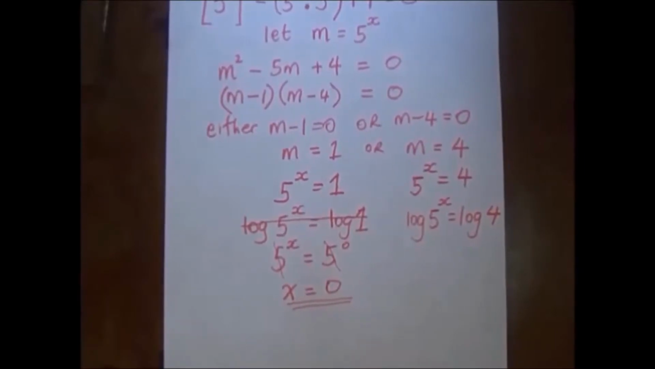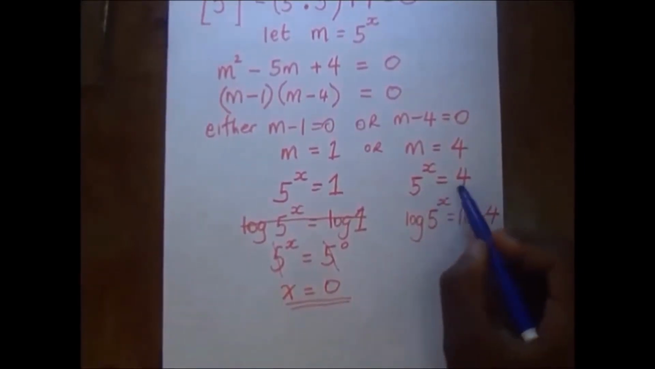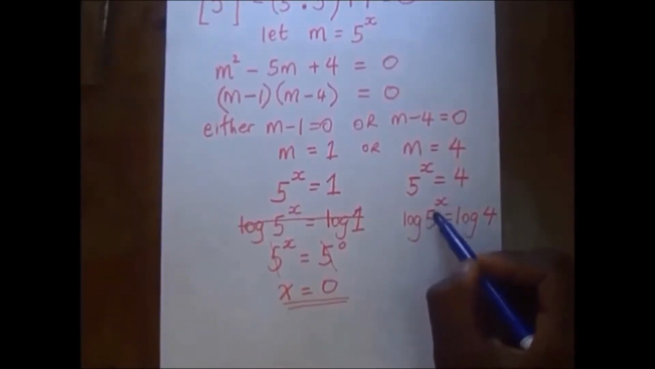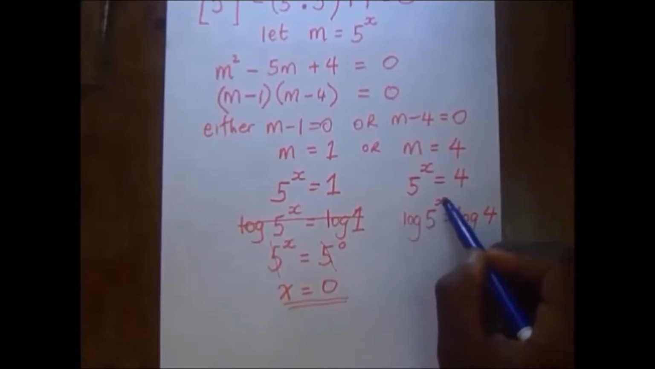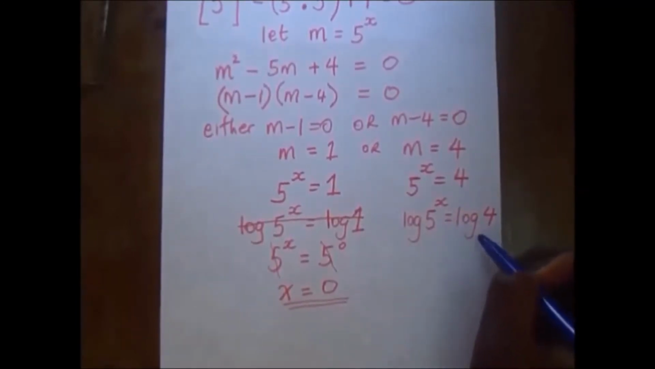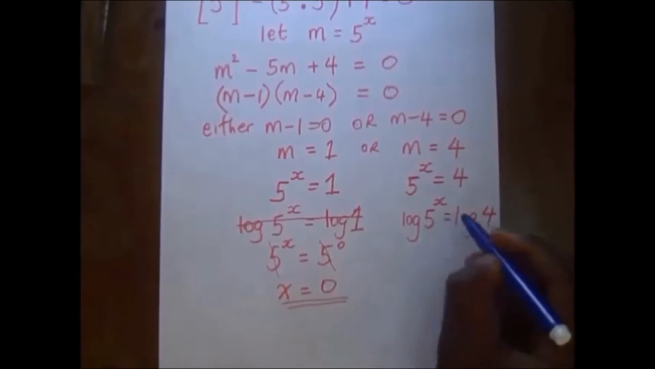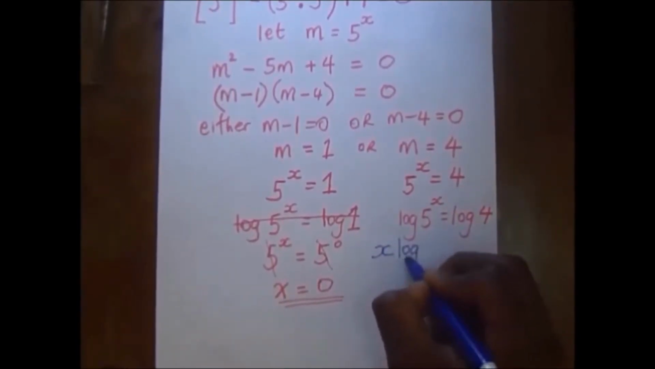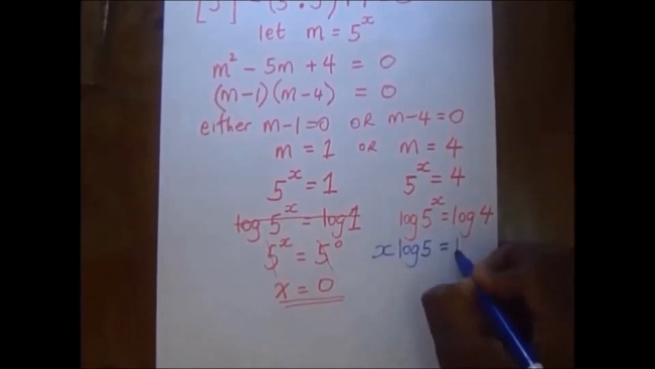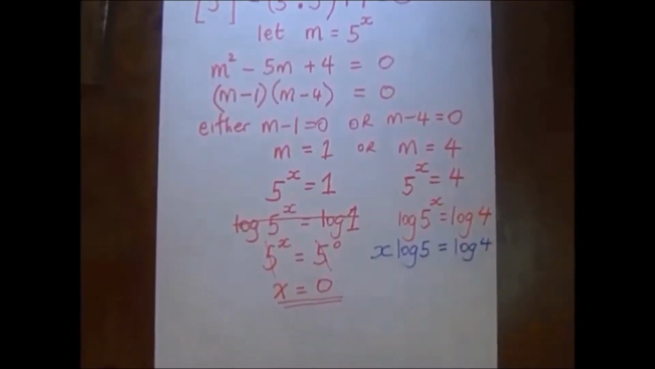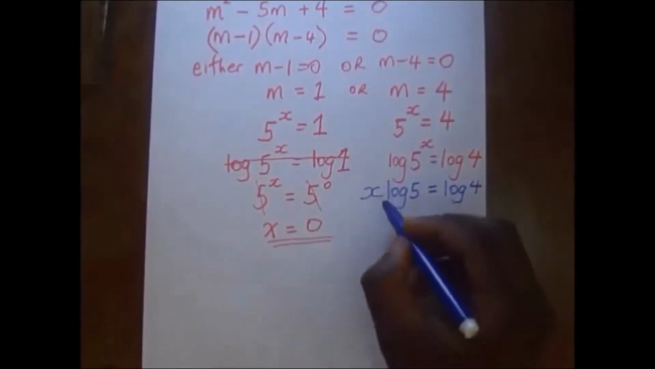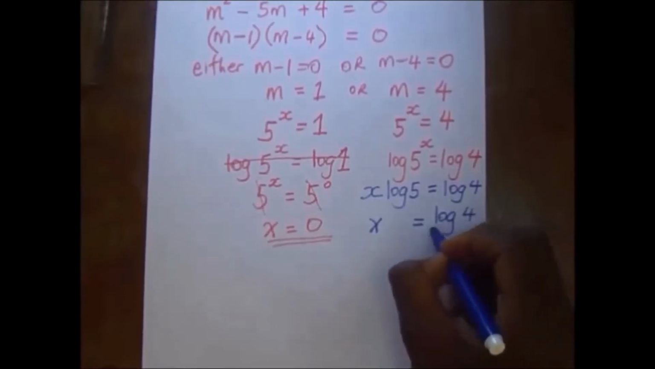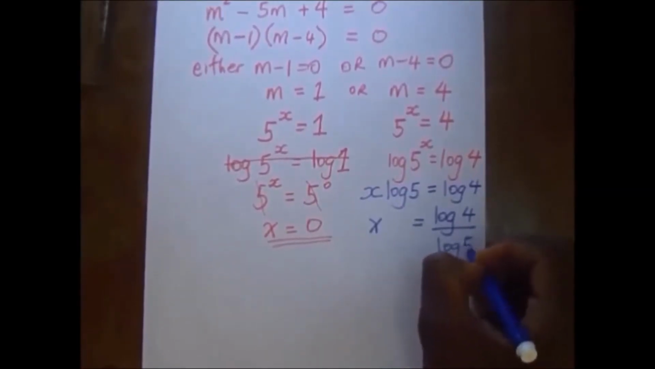X can be 0 or it can be something else. If we consider this side here, 5 to the power x is equal to 4, we introduce log base 10 on both sides. So log of 5 to the power x is equal to log base 10 of 4. So this x comes down here, it becomes x log 5, giving us log 4. So our value of x here will become the log of 4 over log 5.